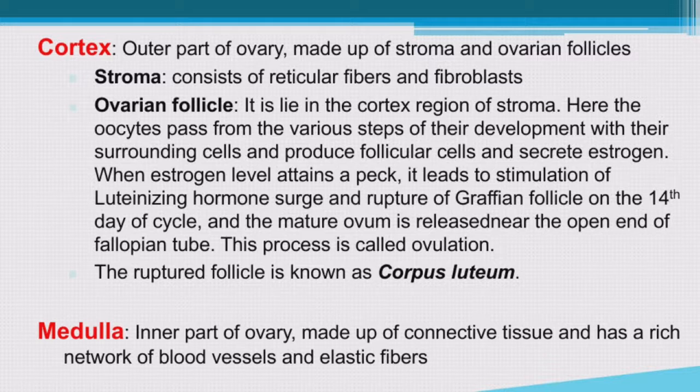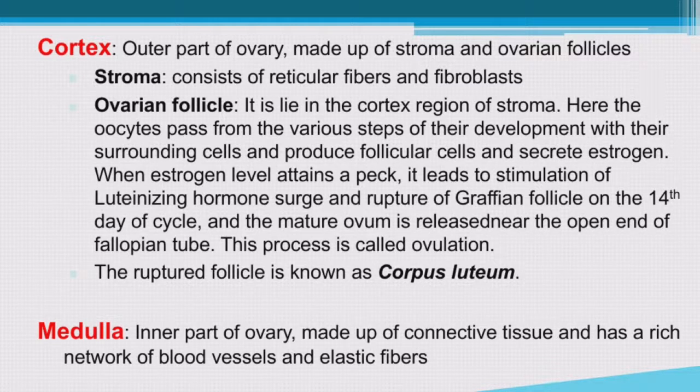Here the oocytes pass from the various steps of their development with their surrounding cells and produce follicular cells and secrete estrogen. When estrogen level attains a peak, it leads to stimulation of luteinizing hormone surge and rupture of Graafian follicle on the 14th day of cycle, and the mature ovum is released near the open end of fallopian tube. This process is called ovulation. The ruptured follicle is known as corpus luteum.